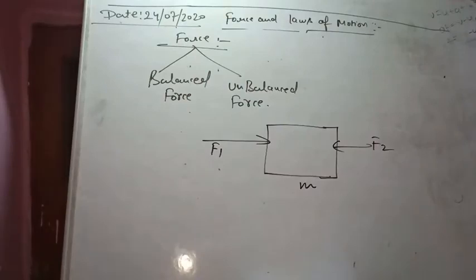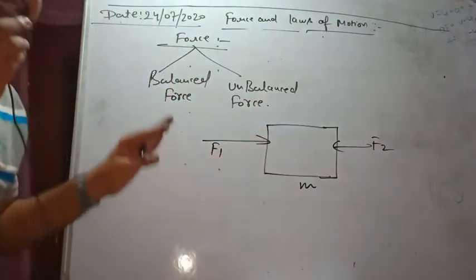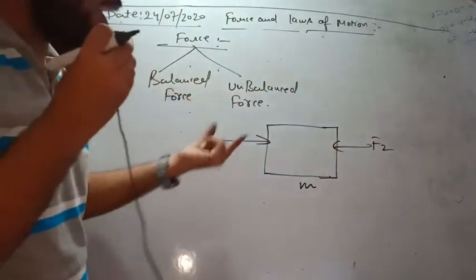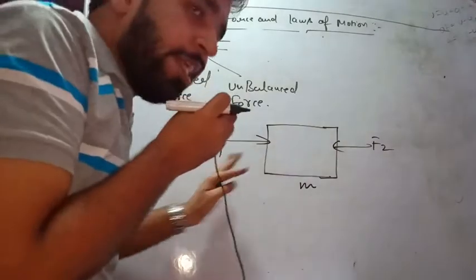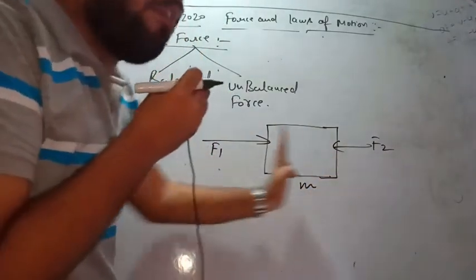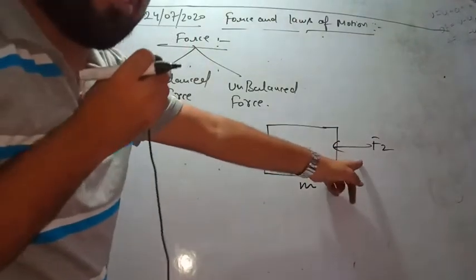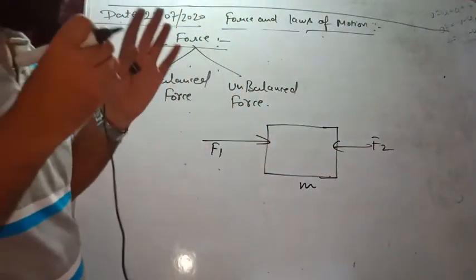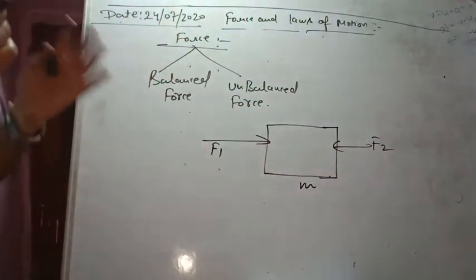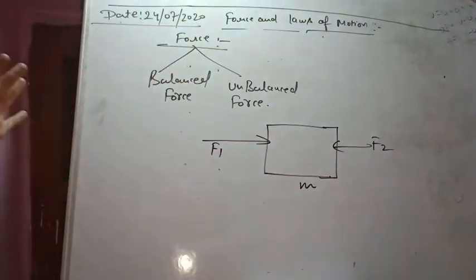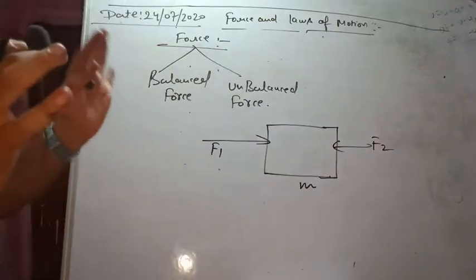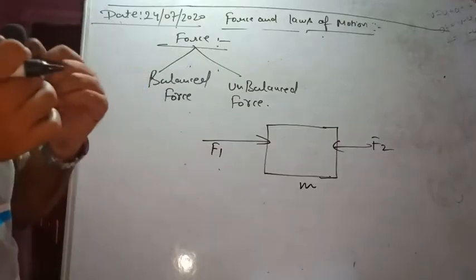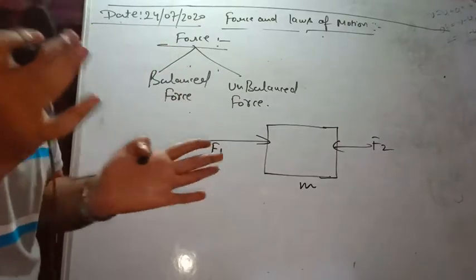Now will this block move or not? So students, the movement of this block will depend on whether F1 is greater than F2 or F2 is greater than F1. If F1 is greater than F2, then this block will move in the direction of F1. If F2 is greater than F1, then this block will move in the direction of F2. For example, there are four men. Two men are pulling one car in one particular direction and two men are pulling the car in the opposite direction. So the car will move in which particular direction? It depends on which of the two sides is applying greater force.